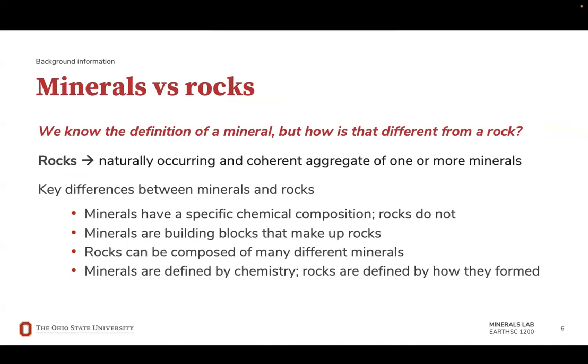Now, what is the difference between minerals and rocks? Rocks are naturally occurring and coherent aggregates of one or more minerals. Key differences between minerals and rocks include that minerals have a specific chemical composition while rocks do not. Minerals are building blocks that make up rocks. Rocks can be composed of many different minerals, and minerals are defined by chemistry while rocks are defined by how they formed.